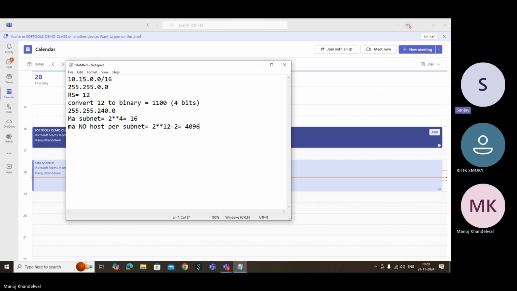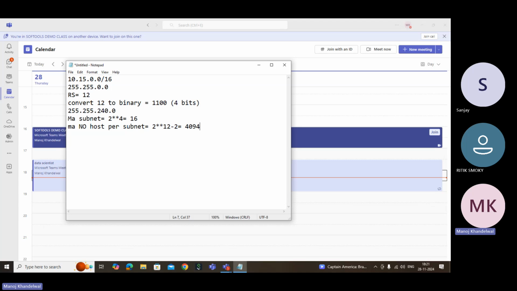4,096, so minus 2, it's 4,094. Sorry, I did not do the minus 2. Okay, the maximum number of hosts per subnet is 4,094.